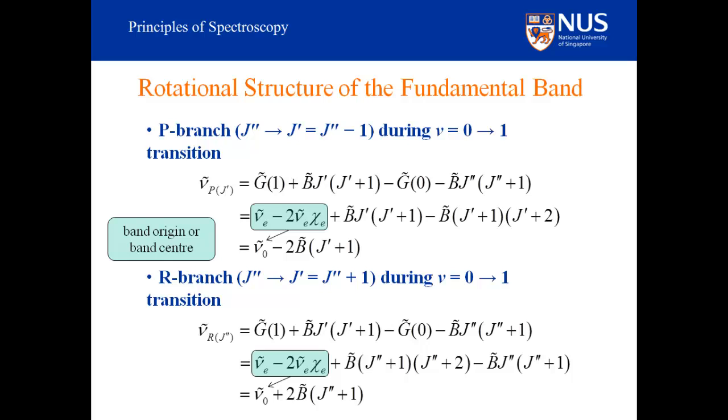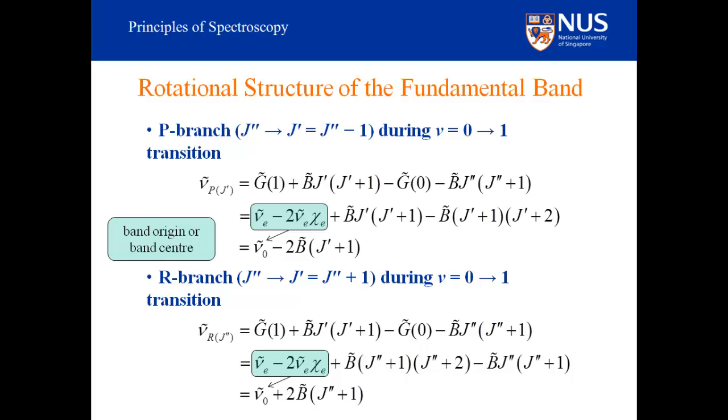So there are two differences here between the P and R branch lines. In the P branch, the difference between the rotational energies is negative, but in the R branch it is positive. In the P branch I define it in terms of J prime, the final J value, and in the R branch in terms of J double prime. This is solely to show the similarity between the expressions.